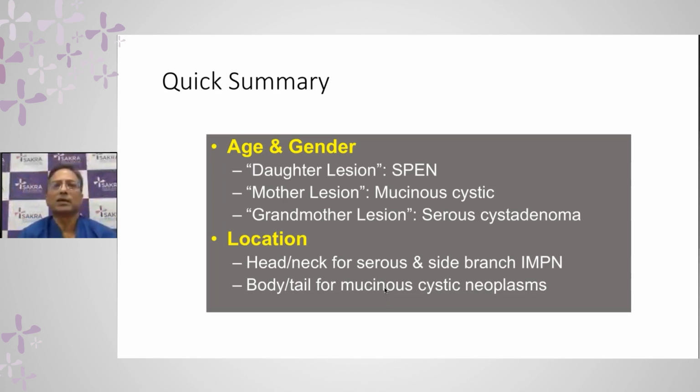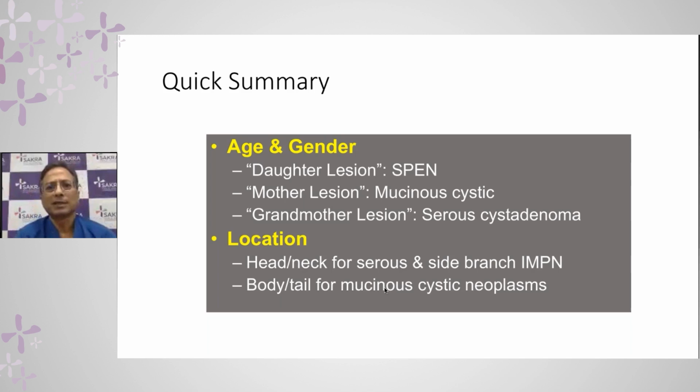If you see a cystic tumor of the pancreas, first thing you have to see is, as I told you, it is common in women. You have to see what is the age. If it is a young woman, less than 30, a daughter category, it is SPEN, the diagnosis, more often than not. If it is a mother, that means 30 to 50 years, it is usually a mucinous cystic tumor. If it is a grandmother, more than 60 years, and there is a cystic tumor, it is a serous cystadenoma. This is a rule of thumb.